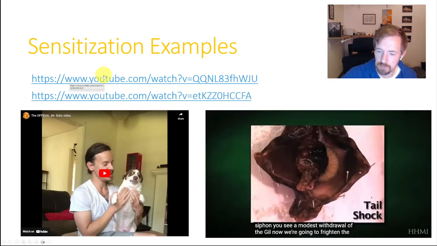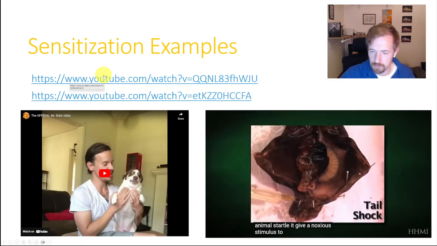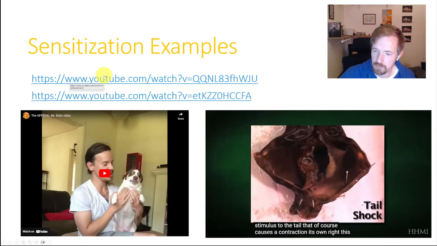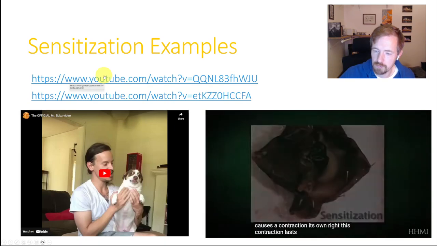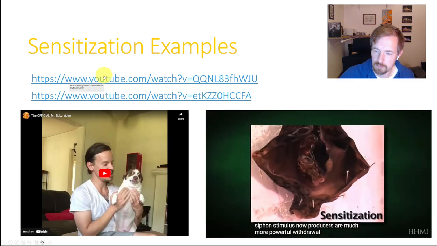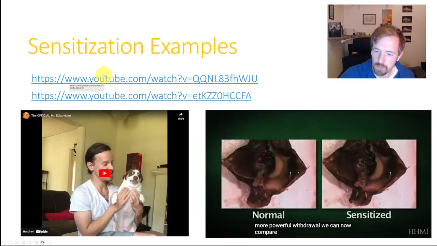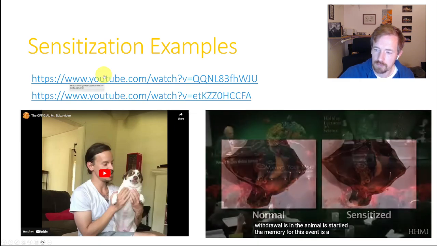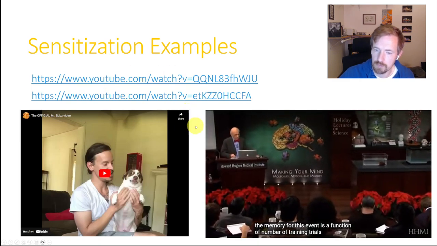Now we're going to frighten the animal, startle it, give a noxious stimulus to the tail. That, of course, causes a contraction in its own right. This contraction lasts for seconds, but you can come back minutes later. The same siphon stimulus now produces a much more powerful withdrawal. We can now compare the two, normal and sensitized, and see how much more powerful the withdrawal is in the animal that is startled.